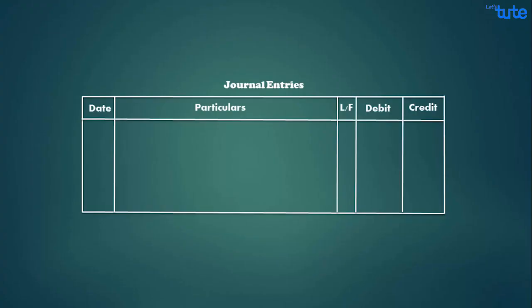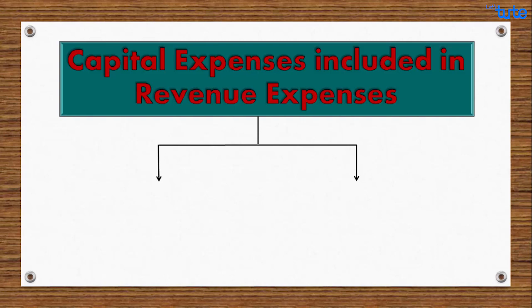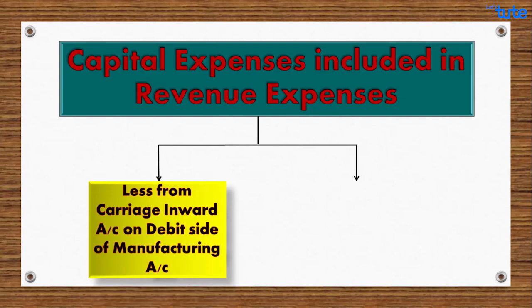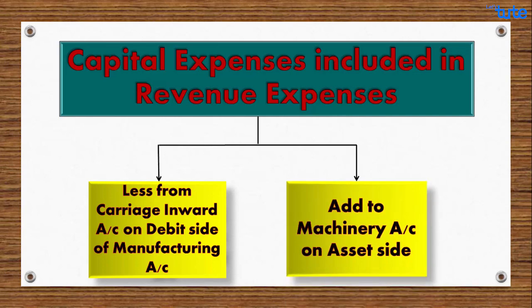The rectification entry will be machinery account debit, since we need to add this to the cost of the asset, to carriage inward account, to remove this from the revenue expense account. The two effects will be deduct from carriage inward account on debit side of manufacturing account, and the second effect will be add to machinery account on asset side.